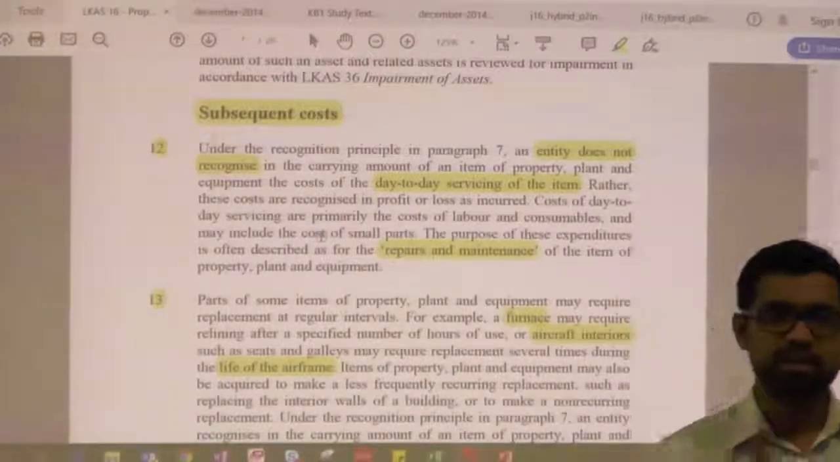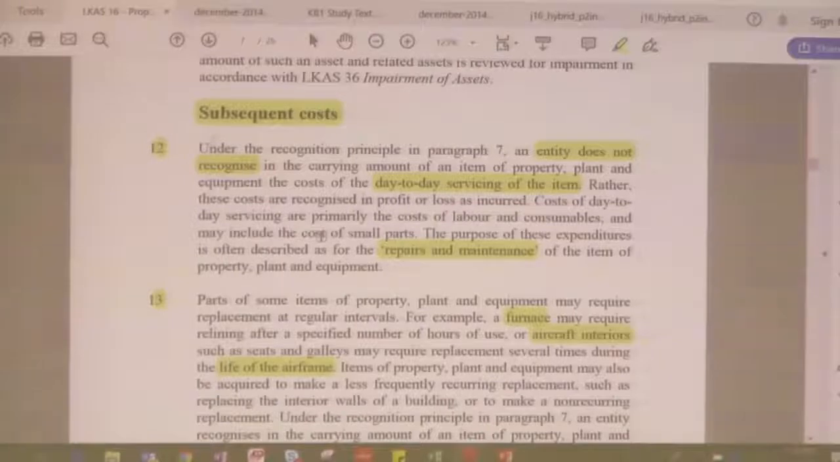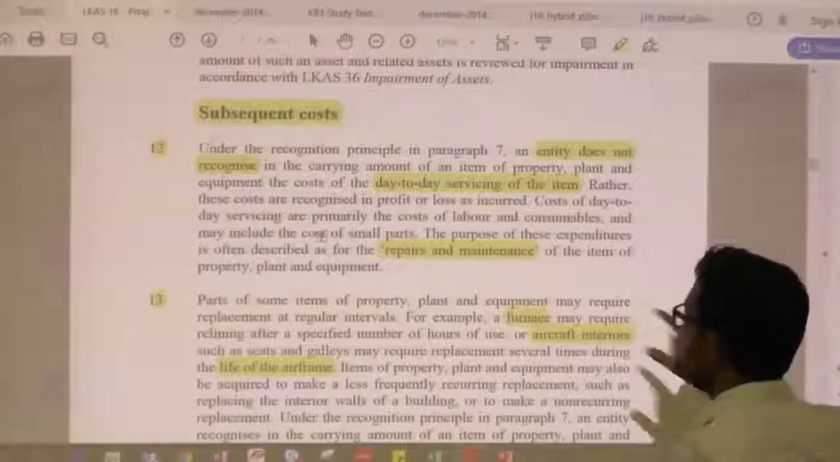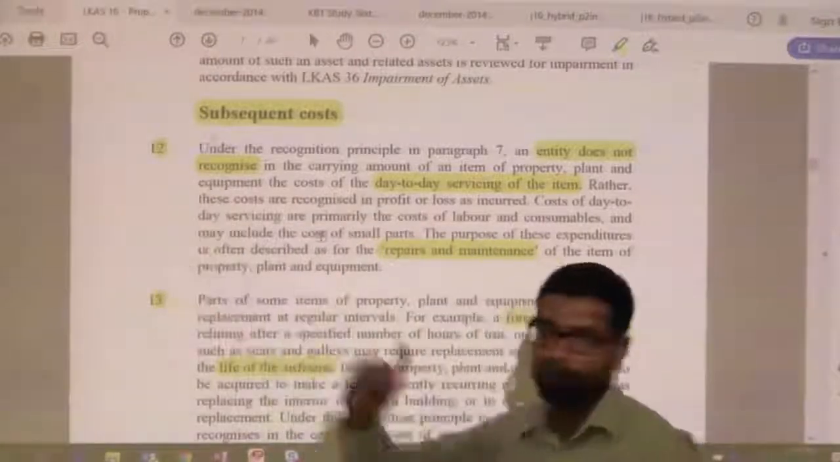Subsequent means sometime later, after initial recognition. Once you recognize an asset initially, as I explained, there are some cost elements. Now we are trying to learn the accounting treatment of those cost elements. All these cost elements are explained in paragraphs 12 and 13.